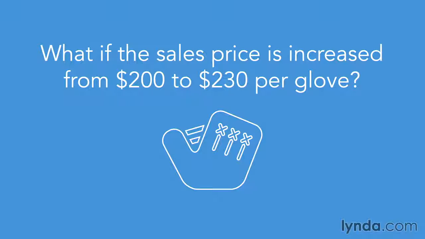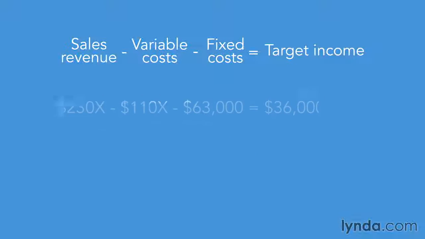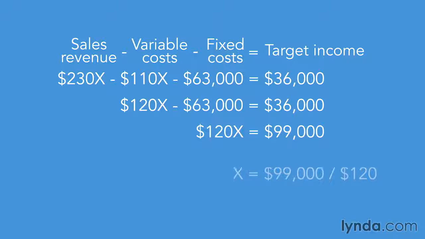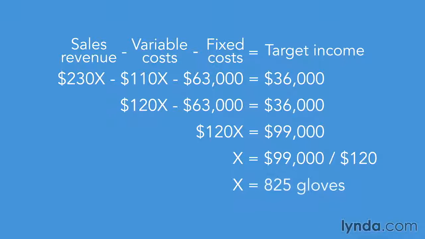Assume that the demand for baseball gloves is overwhelming and that Rawhide cannot produce gloves fast enough. Hence, a decision is made to increase the price from $200 to $230 per glove. With the sales price increase of $30 per glove, the contribution margin also increases $30 per glove to $120. And with a $120 contribution margin per glove, only 825 gloves need to be sold to reach the $36,000 target income. As a result of the price increase, the number of gloves that must be sold to reach the target income decreases. Obviously, a decrease in the sales price would have the opposite effect. It would increase the number of units needed to reach the target income.